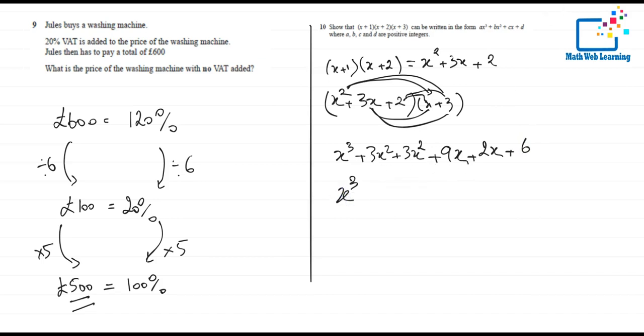With x to the power 3, let's change it slightly, x to the power 3, sorry, plus how many x squared? 6x squared. How many x? 11x. And how many? Just 6 now. And that is your answer to exercise number 10.